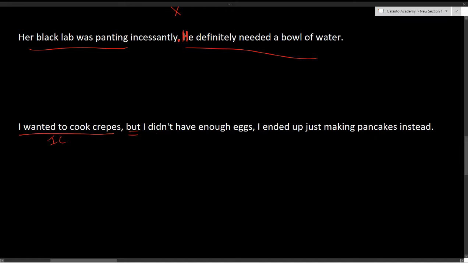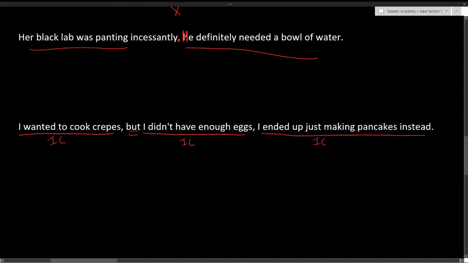I didn't have enough eggs. That is an independent clause. I ended up just making pancakes instead. That is an independent clause. So you can have as many independent clauses linked together in a sentence as long as they're linked together correctly. So let's check how they're connected. I wanted to cook crepes, comma, but I didn't have enough eggs.